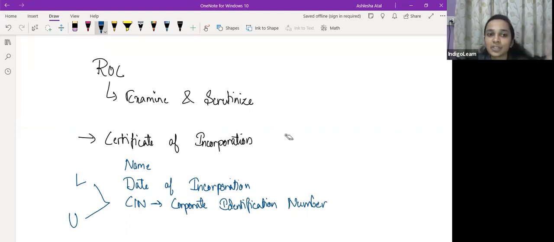So upon being satisfied with all the information filed with him, the registrar will issue a certificate of incorporation which will contain the name of the company, its address, उसका address भी होगा कहाँ पे situated है वो भी लिखा होगा, the date of incorporation of the company, and the corporate identification number, that is the CIN of the company, will also be stated in the certificate of incorporation. So is this much clear? ये समझ में आया?